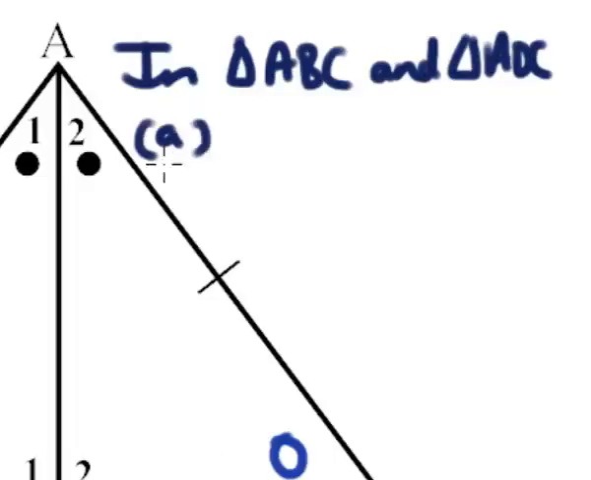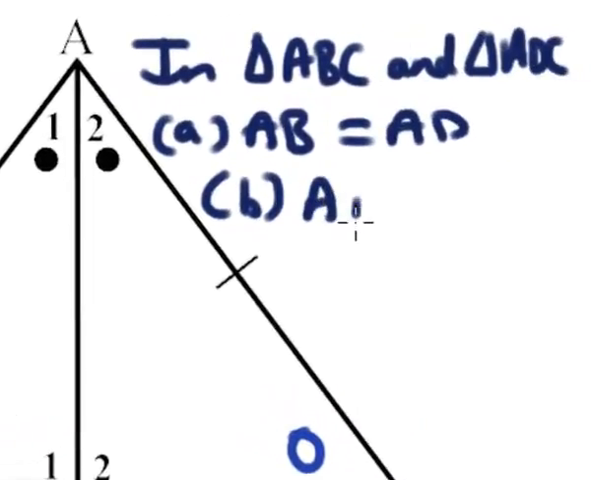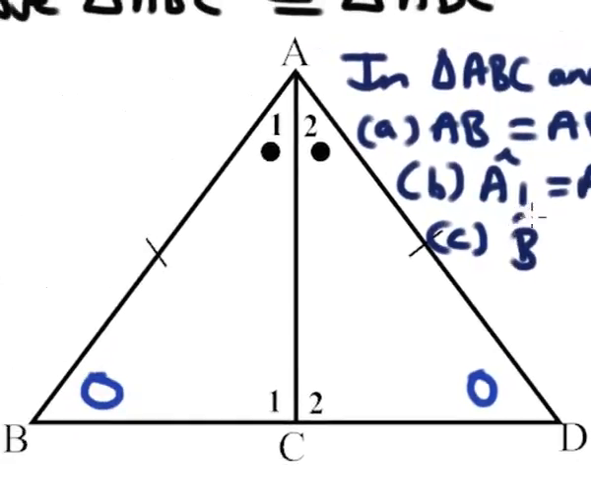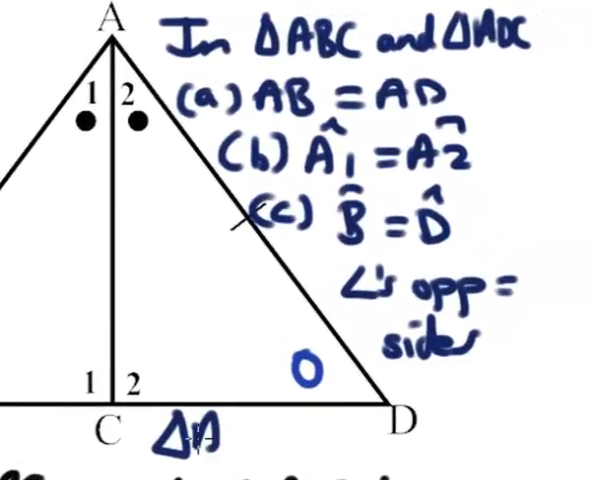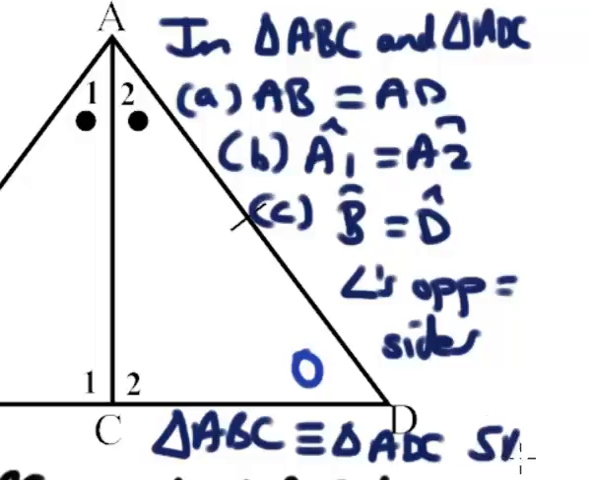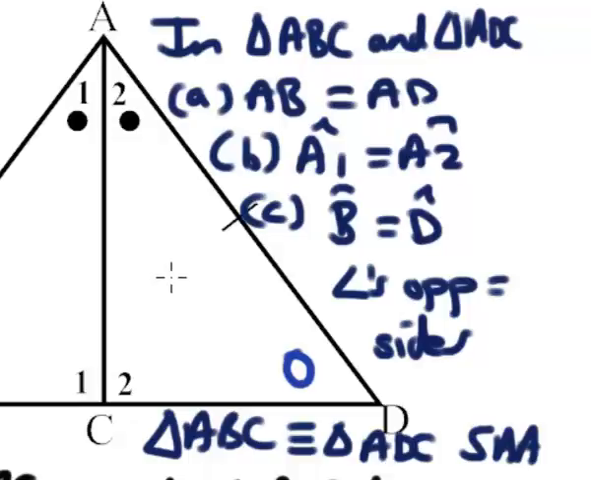You could have said that AB is equal to AD. That was given. The other one you could have said A1 is equal to A2, given. And the third pair of angles could have been angle B is equal to angle D. What is the reason for that? Angles opposite equal sides. And you could have then stated that the triangles are congruent, and that would have been side, angle, angle. A pair of sides, a pair of angles, a pair of angles. There we go. What a pleasure.